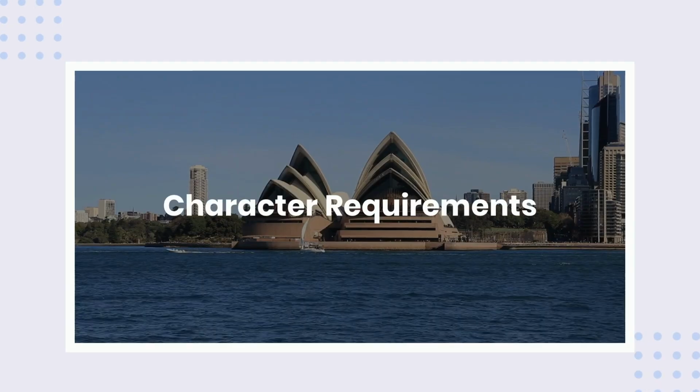And character requirements. Now, character requirements is a very important thing for an Australian visa. In order to get a student visa, you need to demonstrate that you are a person of good character and you don't have any criminal records. And to prove this, you will need to provide documents like a police clearance certificate or any other official documents that can help you to prove that.